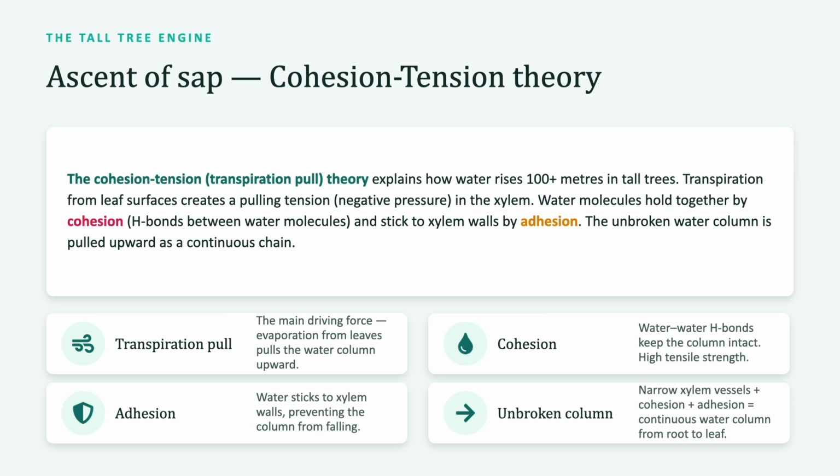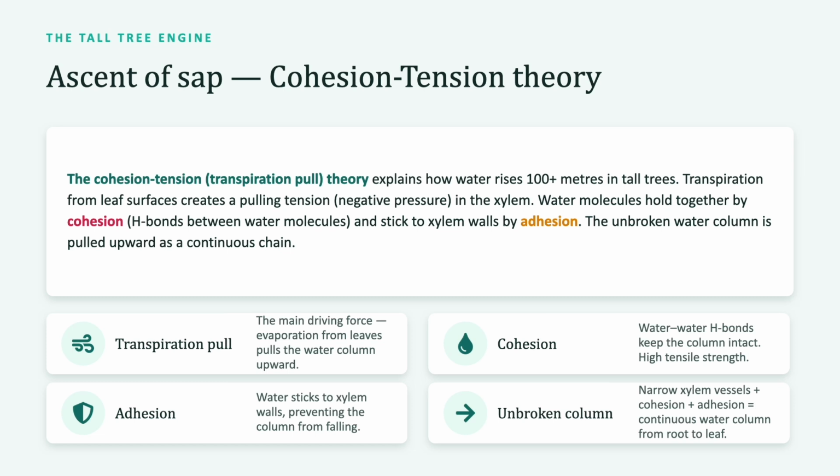Here is the engine. When water evaporates from the leaf surface during transpiration, it creates a negative pressure, a tension, inside the xylem vessel. This tension pulls on the water column below. The water column does not break because of two forces. Cohesion: hydrogen bonds between water molecules hold them together, giving the column very high tensile strength.